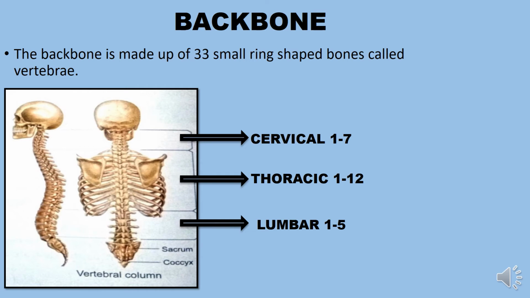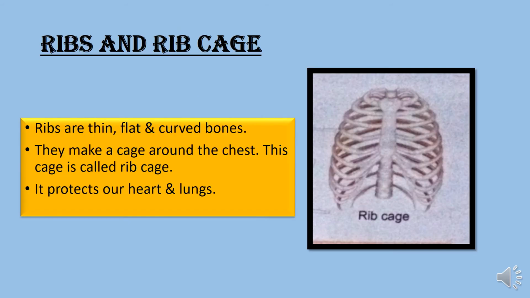It protects our spinal cord, and the vertebrae are divided into basically 5 types. Cervical, the first 7, thoracic, number 1 to 12, lumbar 1 to 5, and last is the sacrum and coccyx. So, this was about the backbone. Let's move further to the ribs and rib cage.